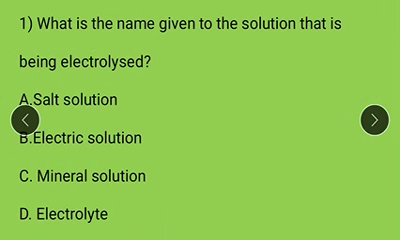First one: what is the name given to the solution that is being electrolyzed? Salt solution, electric solution, mineral solution, or electrolyte? The right answer is electrolyte, because the electrolysis process is carried out with the electrolyte of any solution. That may be an acid, base or salt.